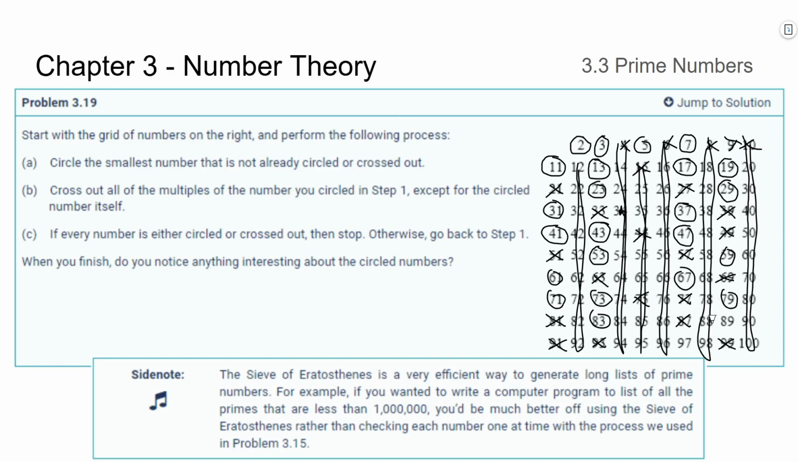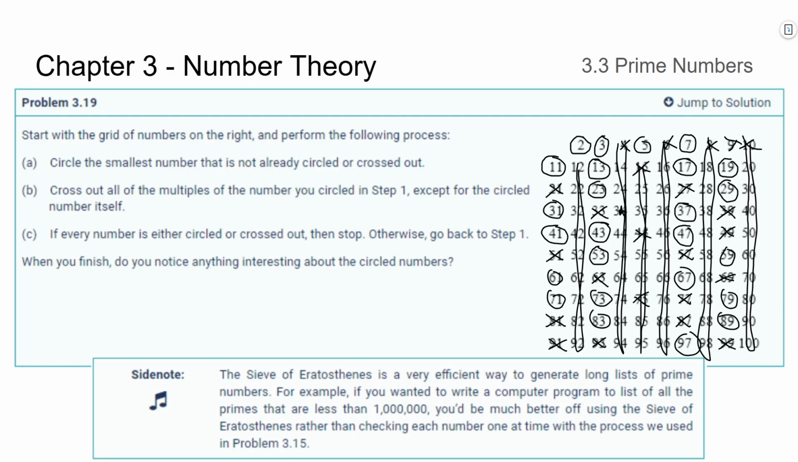67, 79, 89, 97. Am I missing anything? All right, let me go check my answer key to make sure I got everything. All right, we should have 2, 3, 5, 7, 11, 13, 17, 19. Good. 23 and then 29. Good. 31 and 37. 41, 43, 47. 53, 59. Good. 61, 67. 71, 73, 79. 83, 89. And 97. All right, looks like that was it.